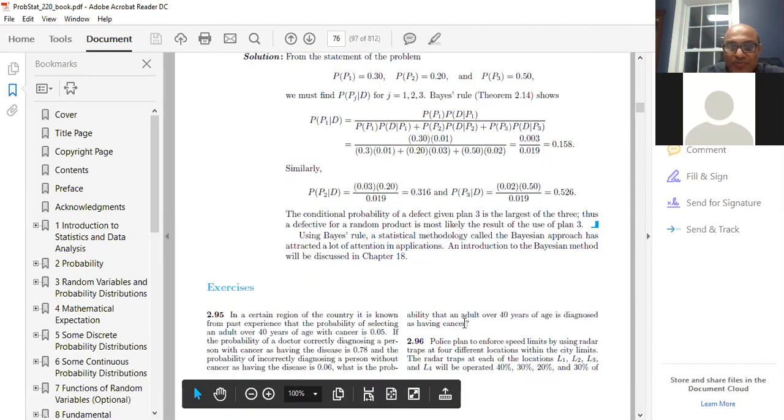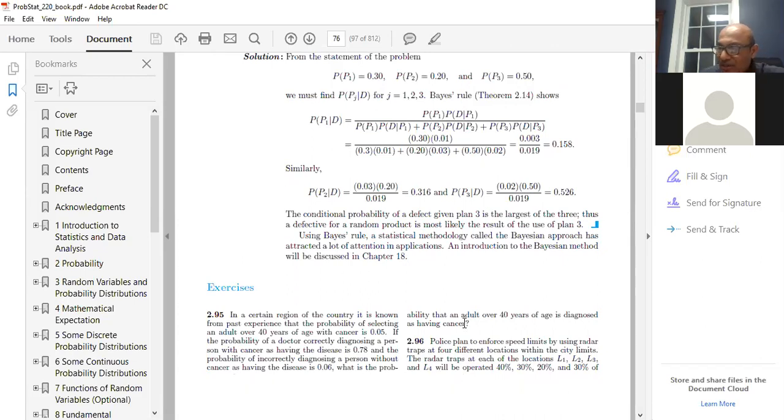Now I would like to go for a few of the examples. First of all, I would like to go for example 2.95. Examples 2.95 and 2.97 are just in the same rhythm.